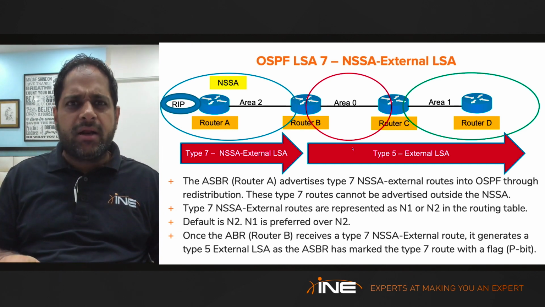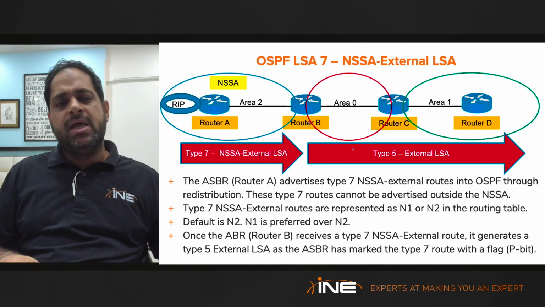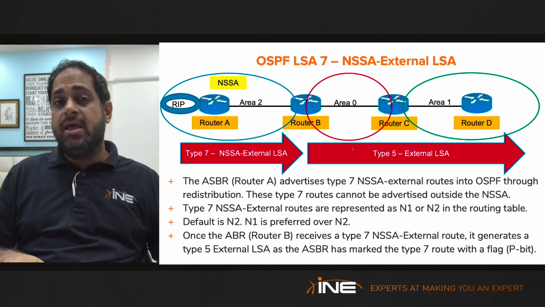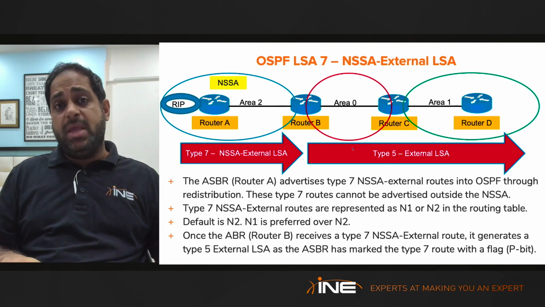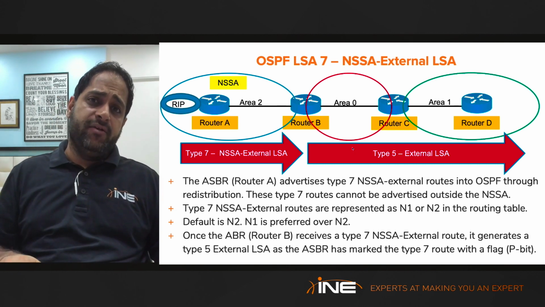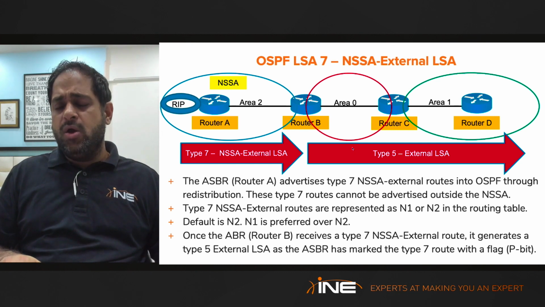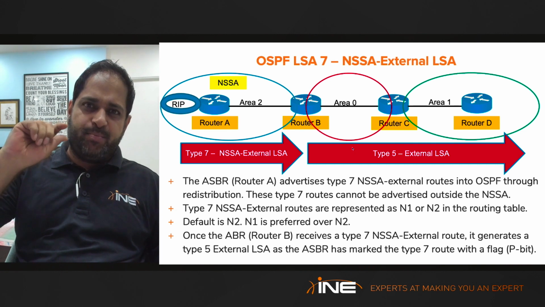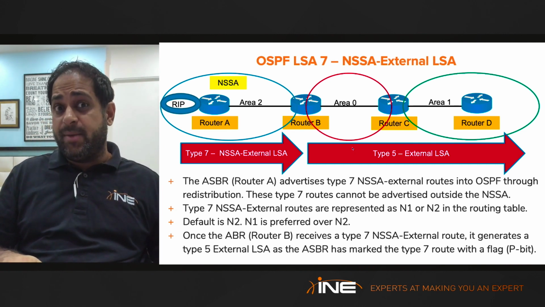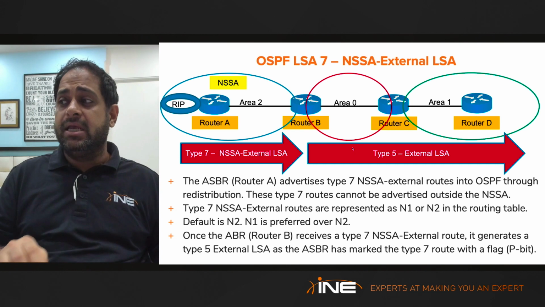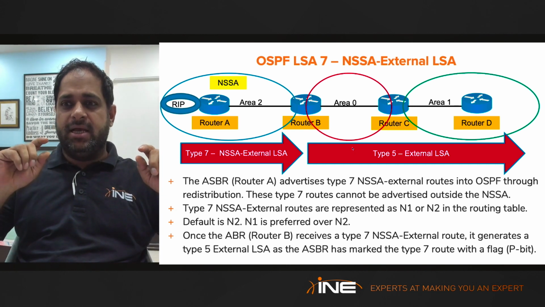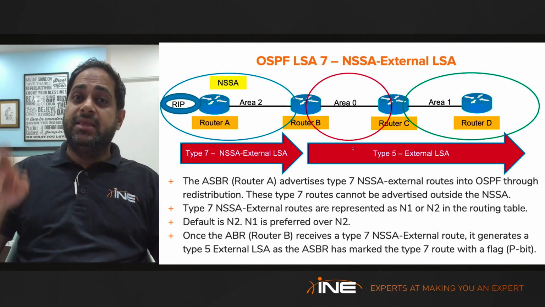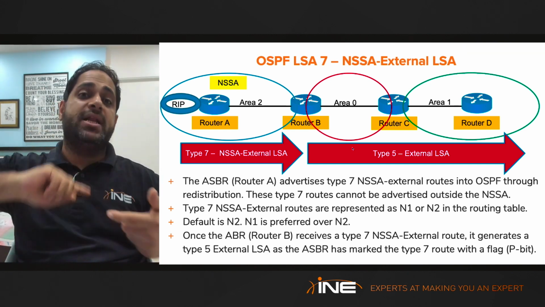He's not an ASBR. He's not doing redistribution. The reason he generates a type 5 LSA is that router A will instruct router B to generate a type 5. This is done with the P bit. Router A actually sets a P bit, which you can see in the database. If you look at the database, you would see that router A is setting the P bit, which basically means translate the LSA 7 to LSA 5.